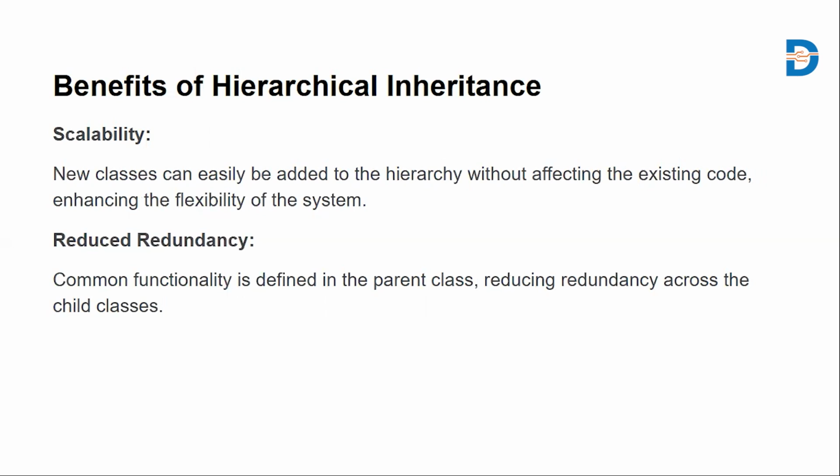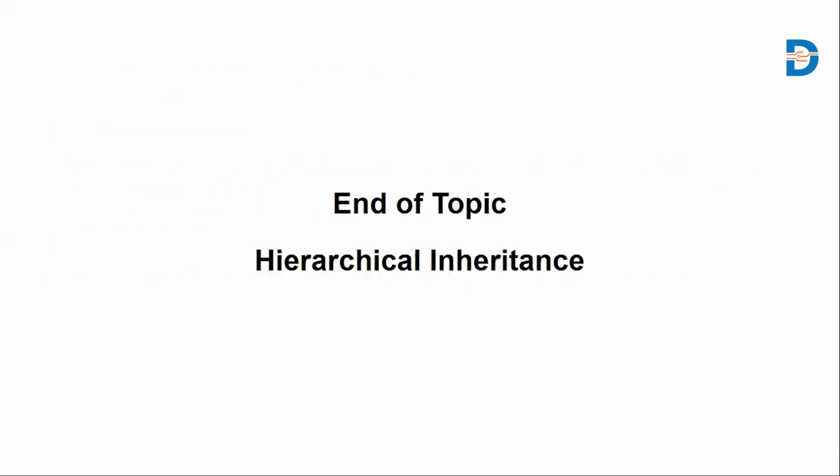Then the fourth benefit is reduced redundancy. Common functionality is defined only once in the parent class, reducing redundancy. If you were to define start and stop methods separately in each of the child classes, the code would be redundant and harder to maintain. So that is reduced redundancy. This will be the end of the topic, hierarchical inheritance.